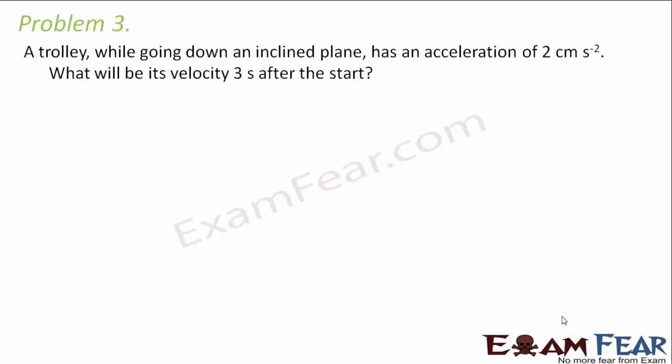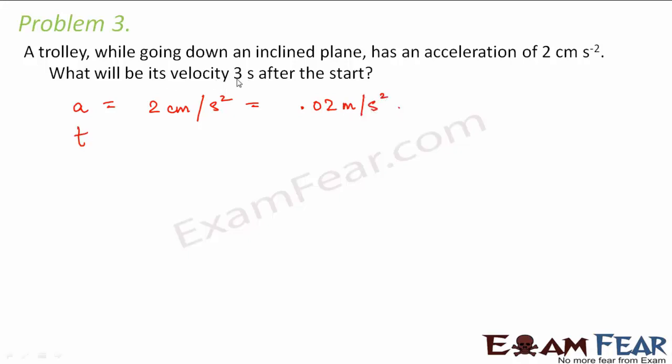Let's have a look at problem 3. It says a trolley while going down an inclined plane has an acceleration of 2 centimeter per second square. What will be its velocity 3 seconds after the start? So in this case, the acceleration of the trolley is given as 2 centimeter per second square. If we convert it into meter per second square, it will be 0.02 meter per second square.